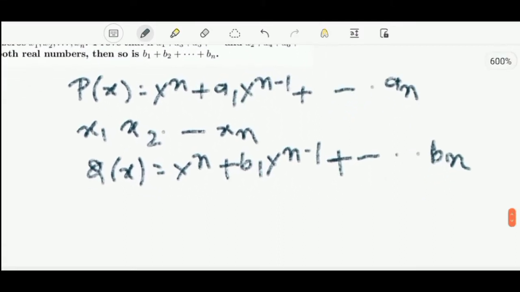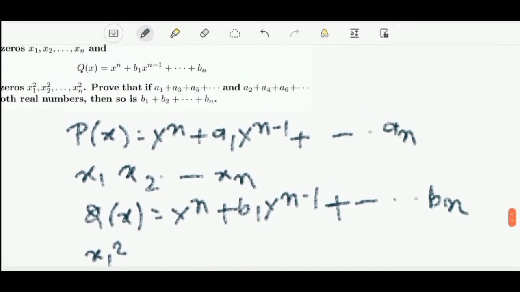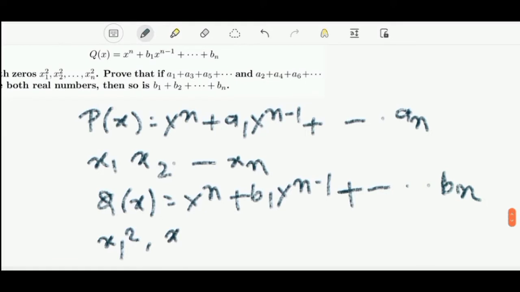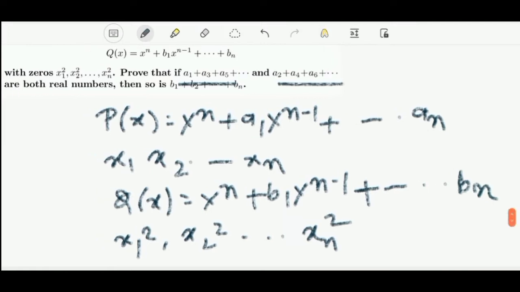and it has roots x1 square, x2 square up to xn square. And we have to prove that if a1 plus a3 plus a5 and a2 plus a4 plus a6 is a real number, then b1 plus b2 up to bn is also a real number.